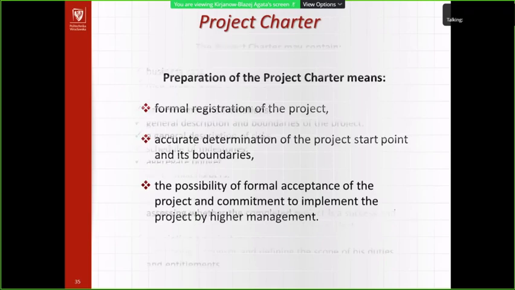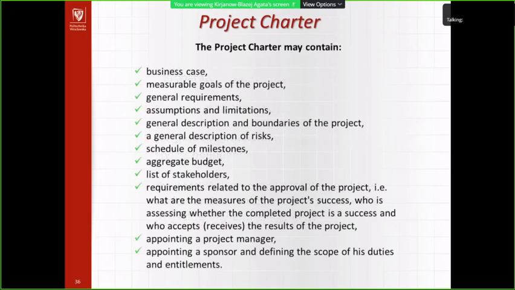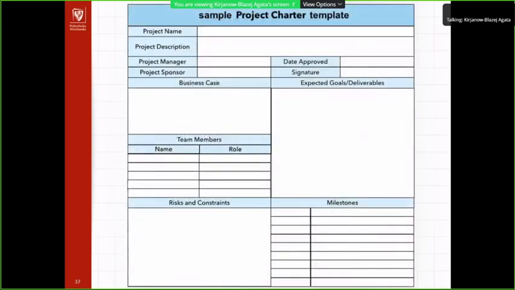And here you see a few obligatory points of the project charter. And if you have to make a project charter in your project, here you see a sample project charter template.